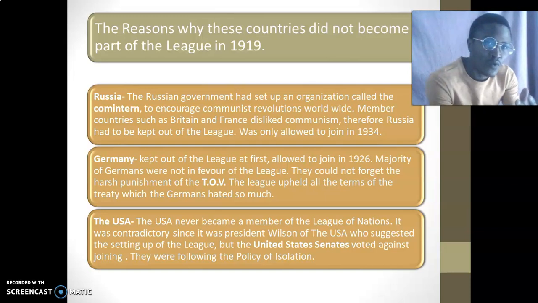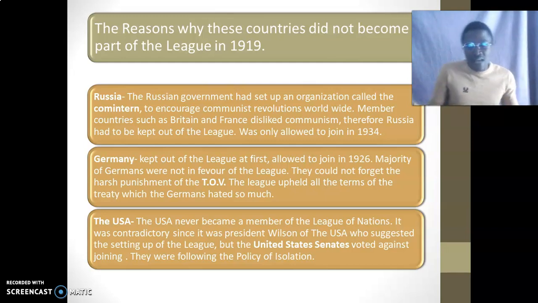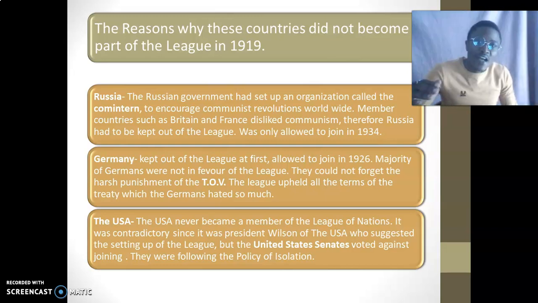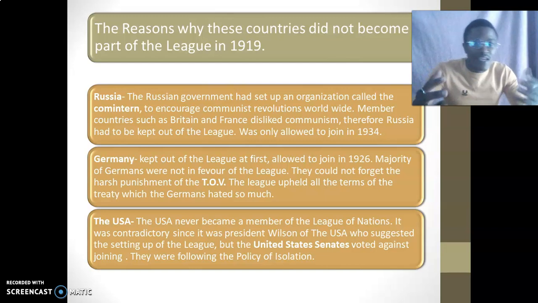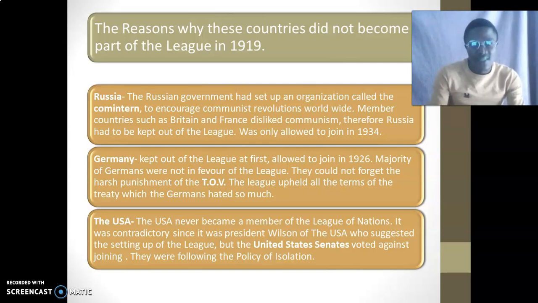So if they ask you in a grade 11 examination question paper, maybe a question, describe the reasons why Russia did not become part of the League in 1920, you tell them that Russia was following the policy, or they had started with communist revolutions. Then these other countries, Britain and France, who were the main members of the League of Nations, did not like communism. So you have your keyword there, communism.